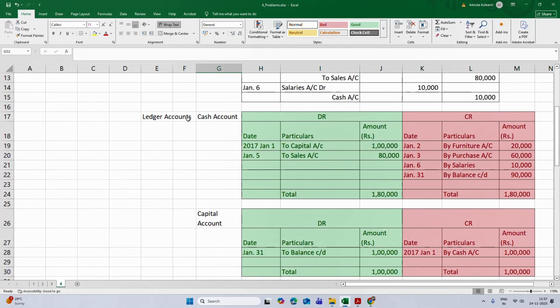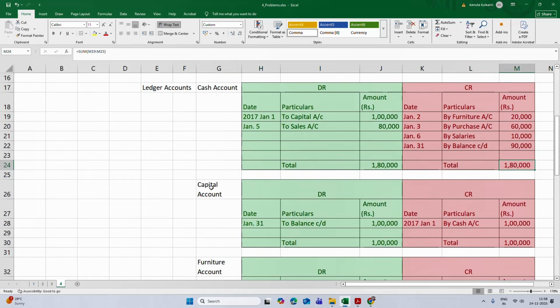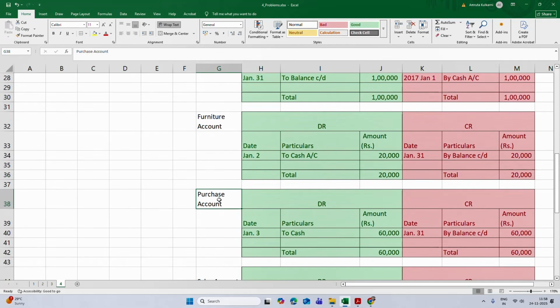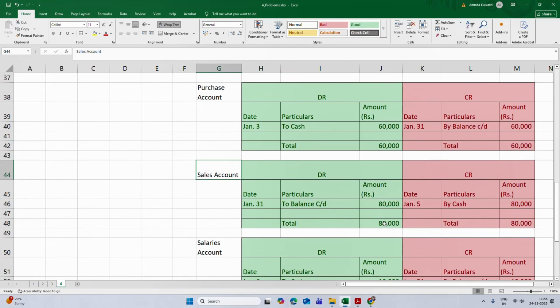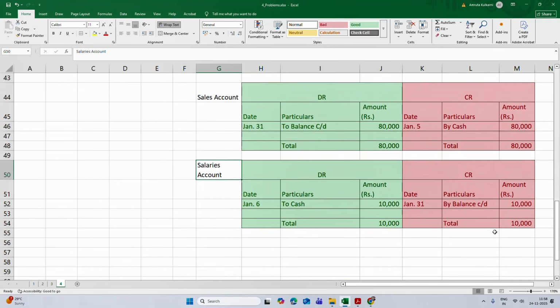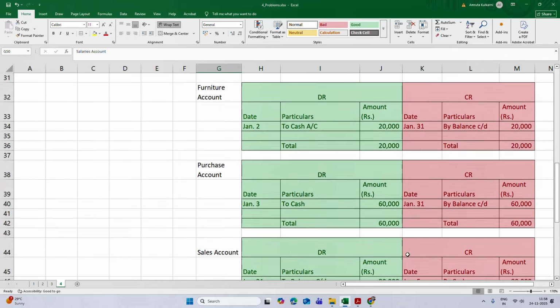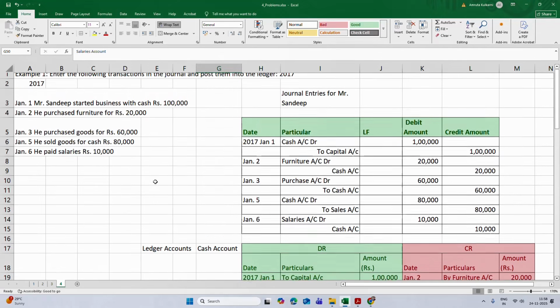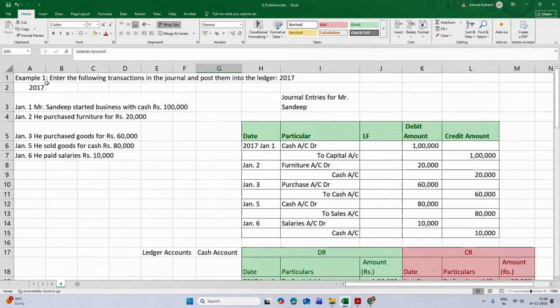We have created all the ledger accounts. So cash account for the transaction of rupees 1,80,000, for the capital account for the transaction of 1 lakh, for the furniture account transaction worth rupees 20,000, for the purchase account transactions worth rupees 60,000, sales account transaction worth rupees 80,000, and salaries account worth transactions worth rupees 10,000. So this is how we have created all the ledger accounts from your journal account. So this is your complete solution of this example number 1.